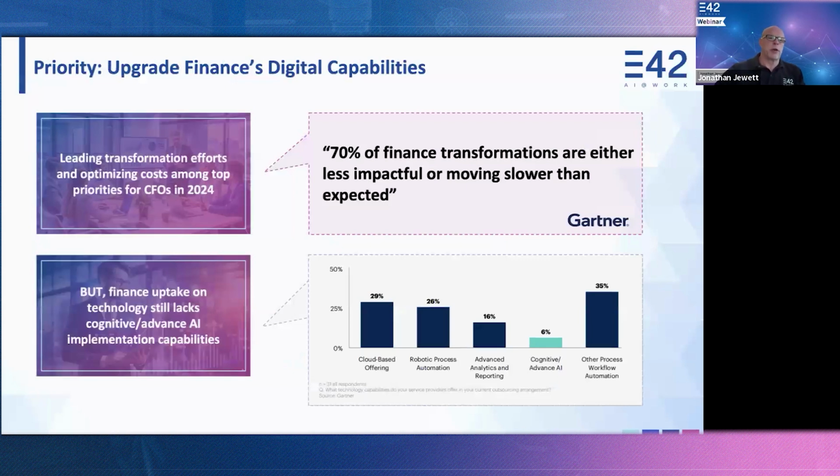At the beginning, what I wanted to talk about just a little bit was a high-level overview of the market itself. The good news is that as I talk to CFOs, a lot of them are really interested in and investing in digital transformation. So they've recognized the need and they're taking steps to get there. I think one of the challenges, as identified by Gartner here, is their figure of 70% of these finance transformations are less impactful and moving more slowly than anybody would like.